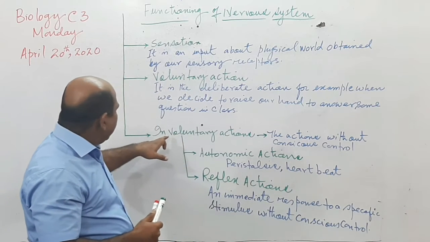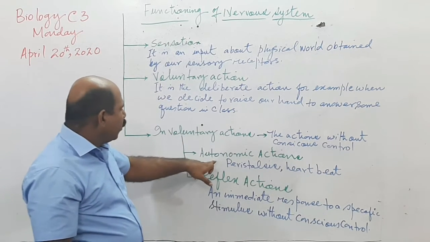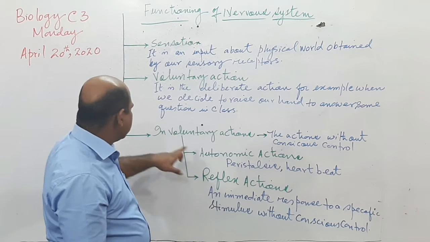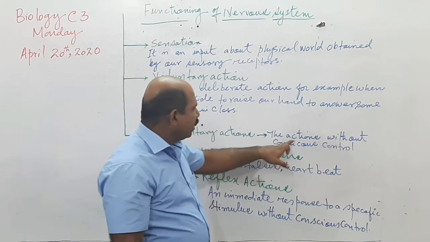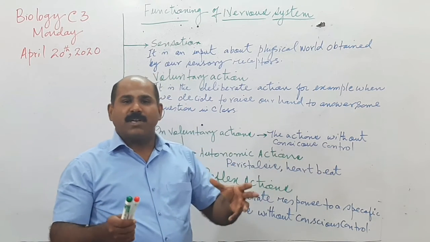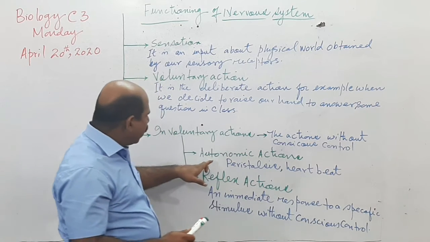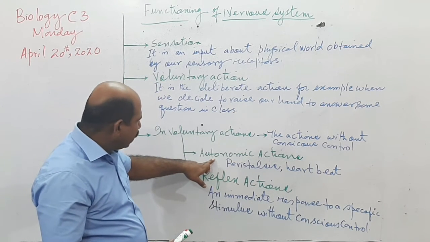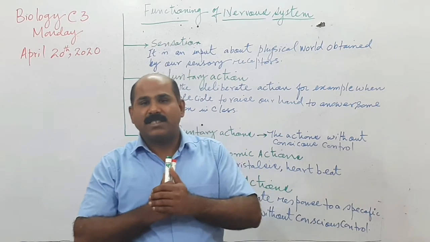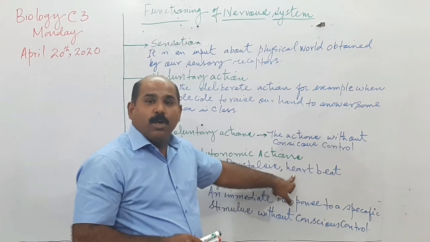And then come the involuntary actions, which are further divided into 2 parts. One is known as autonomic actions and the other is called reflex action. Involuntary actions are the actions without conscious control, in which our brain is not involved. Autonomic means not in our control. For example, peristalsis is not in our control. You cannot control your heartbeat.